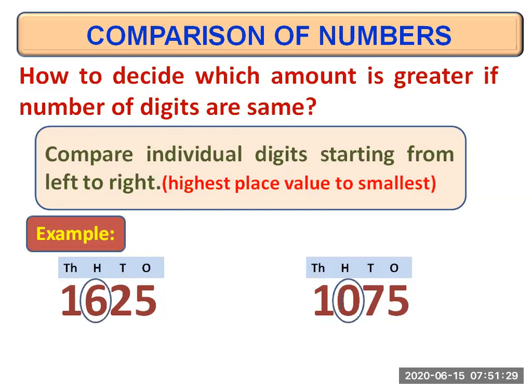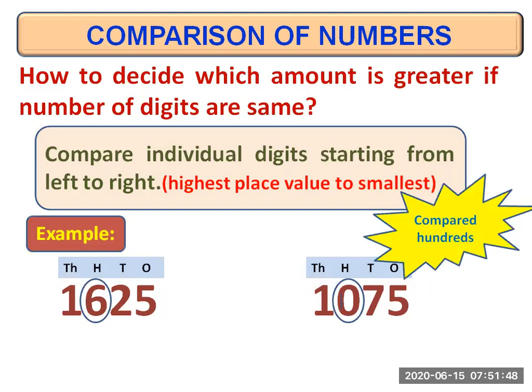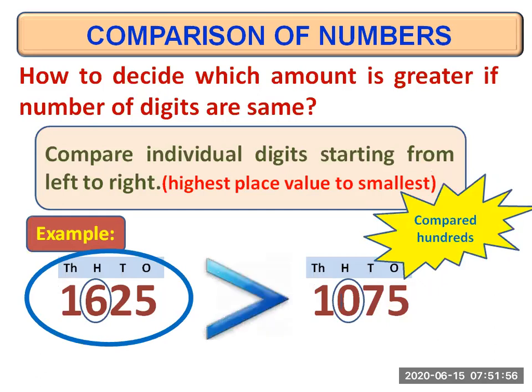When we look at hundreds, we see that the first number has 6 at the hundreds place, whereas the second number has 0 at the hundreds place. So which one is the bigger one? Think, think, think. Yes, 6 is greater than 0. So after comparing hundreds, we come to know that the first number, 1625, is the greater one, right?